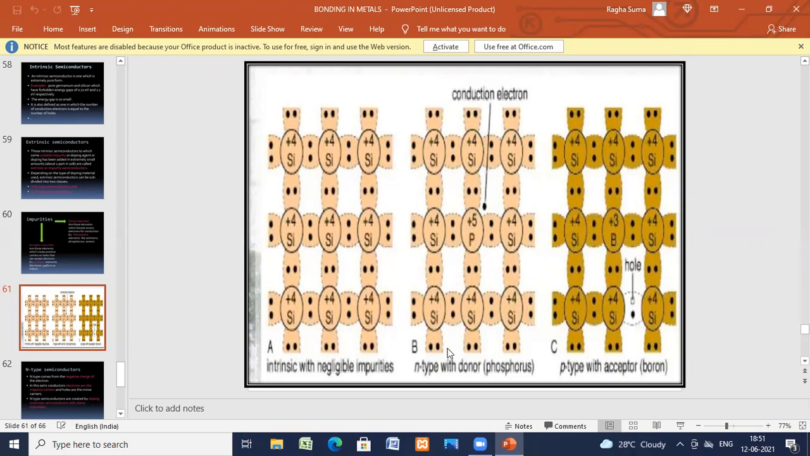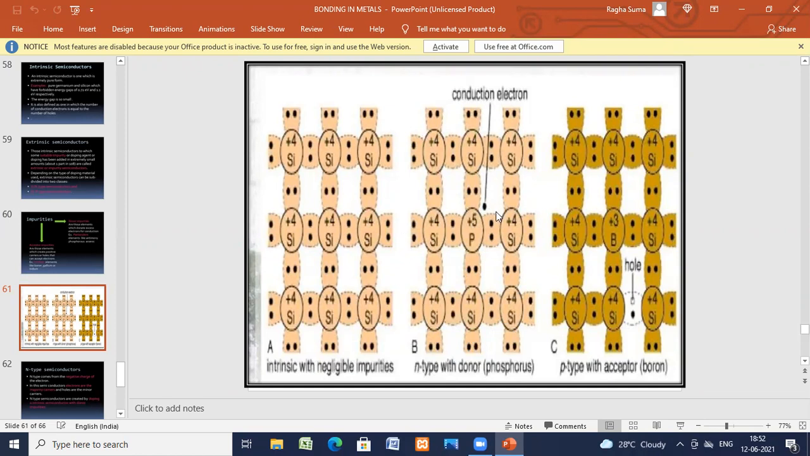N-type is formed due to the negatively charged electron. It arises when a fourth group element of the semiconductor is replaced by a pentavalent element. And p-type is due to positive charge, due to the acceptor. Due to positive charge, you get a p-type semiconductor. Due to negative charge, it is n-type.